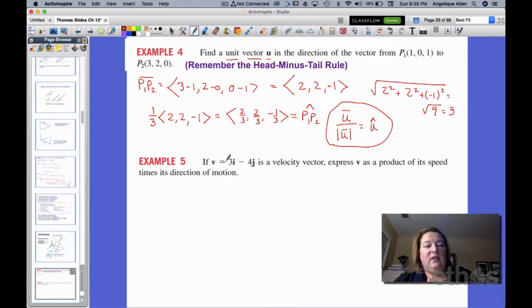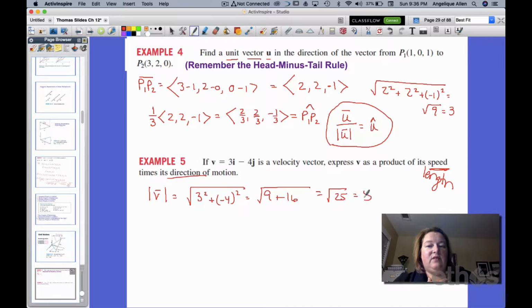All right, if vector v is 3i minus 4j, and it's a velocity vector, express v as a product of its speed times its direction of motion. Remember, speed is magnitude, the length. So the product of its length times its direction of motion. So we need to know its length. The length of v is the square root of 3 squared plus negative 4 squared. It's the square root of 9 plus 16, or the square root of 25, which is just 5. So this vector is 5 units long. That's its speed, and we want to express it as a product of its speed times its direction.